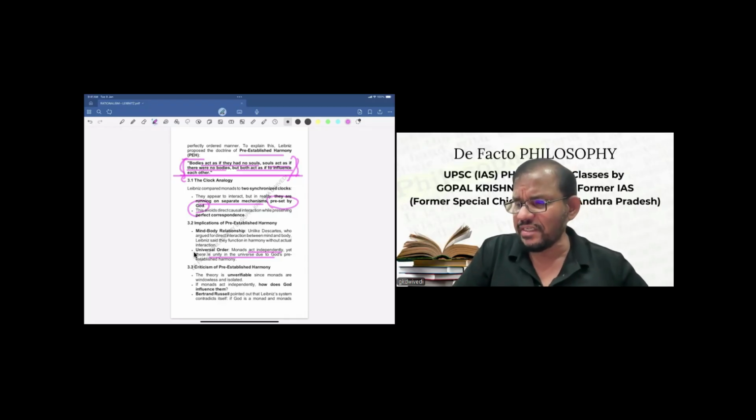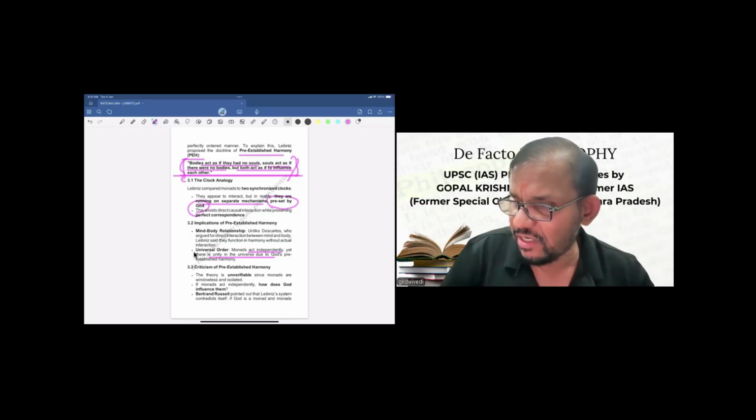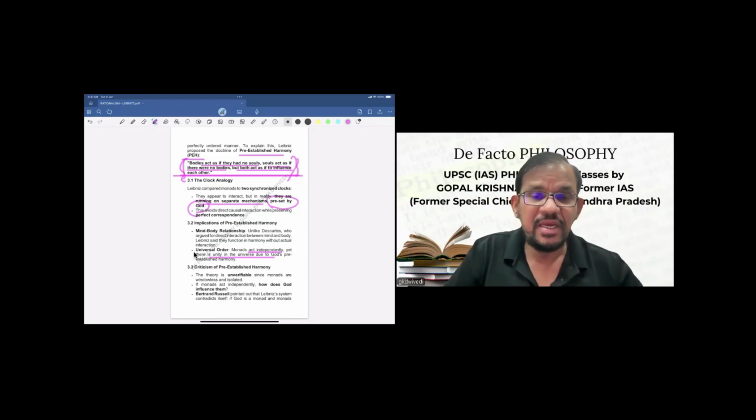What are its criticisms? We are going to study pre-established harmony in a little more detail later. Here, just briefly, I want to explain its criticisms. The theory is unverifiable. It is not empirically verifiable. How are monads acting, how are they windowless and isolated? There is no mechanism to verify this. Another contradiction is: if monads act independently, how does God influence them?